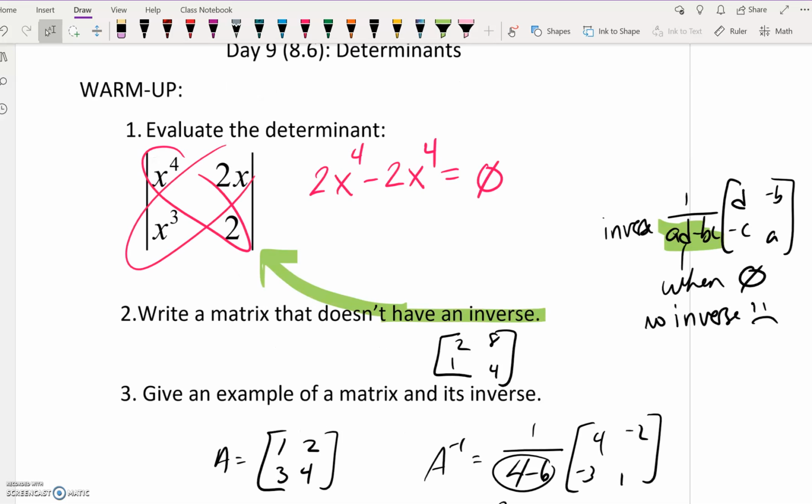Okay, so here are answers for the warm-up. For the first one, evaluating the determinant, remember that's just AD minus BC. If you think about a 2x2 inverse, it's just what's in the denominator in that fraction coefficient. When we do this, we get 2x to the 4th minus 2x to the 4th, and lo and behold, we get a 0. So 0 is our determinant. Problem 2 in our warm-up was kind of nicely related to number 1, because they asked to write a matrix that doesn't have an inverse. A matrix that doesn't have an inverse, number 1 is actually an example.